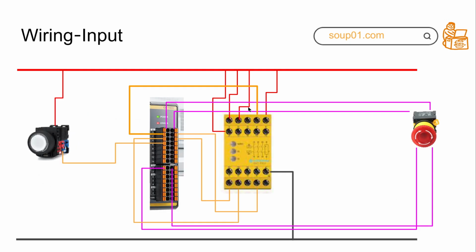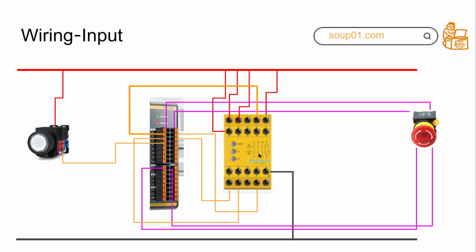Let's start. Okay, before we go inside the tutorial, I would like to give you a very basic introduction of the wiring of input and output in this tutorial. So here is the terminal of my Keyence GC1000 safety controller, and here is my safety relay.